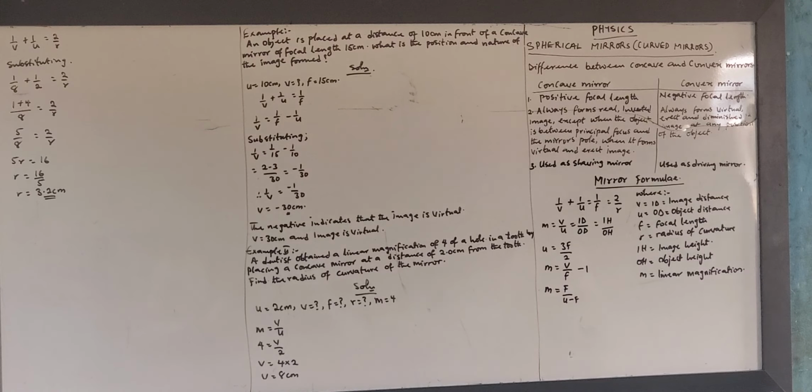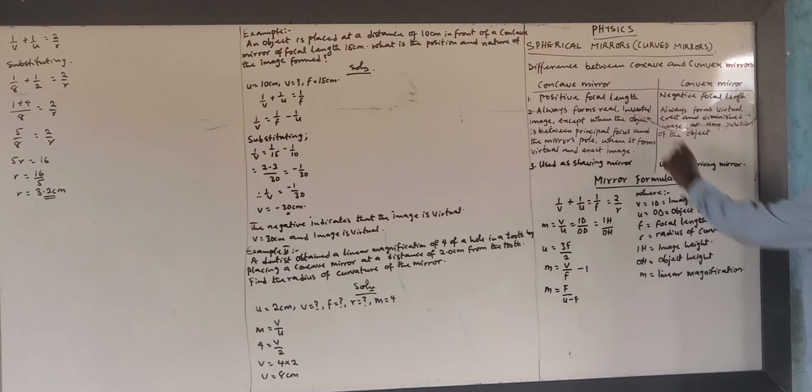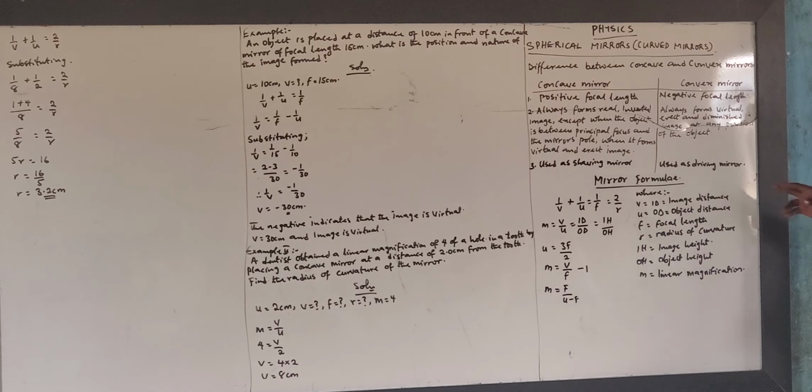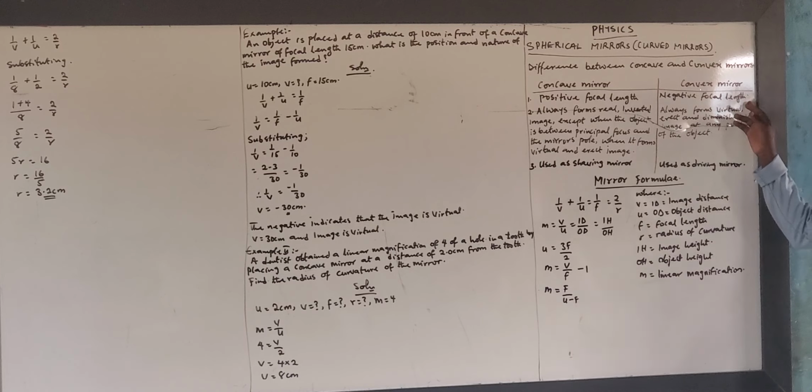Now, the difference between the concave and the convex mirror. There are so many discussions about the concave mirror and the convex, which students always mix together. They don't know the practical difference between them. That is why I started with the difference between the concave mirror and the convex mirror. Now, the concave mirror has a positive focal length. In convex, a negative focal length.